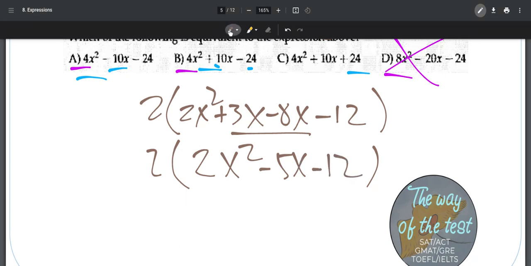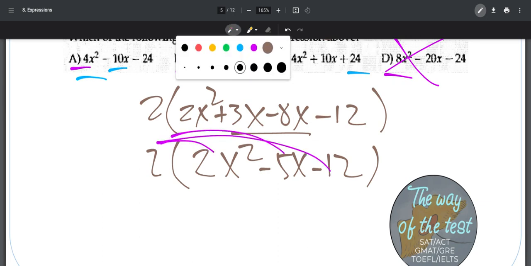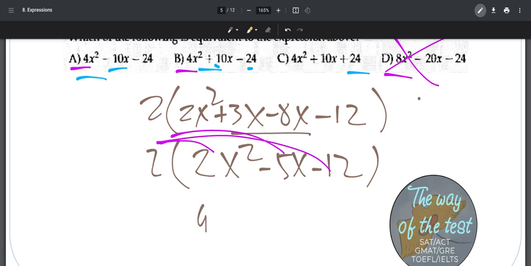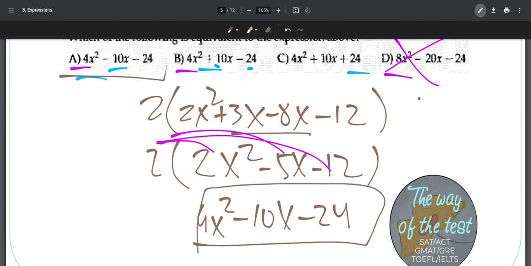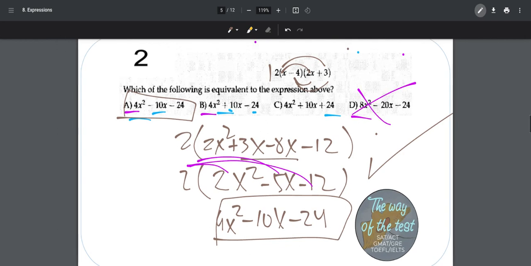Now I'm going to distribute this 2 times every item inside the parentheses, and I'm going to get 2 times 2x squared, 4x squared, 2 times 5x minus 10x, and 2 times 12 minus 24, which will be the answer, letter A. Copy this if you have to copy, and we're going to move on.